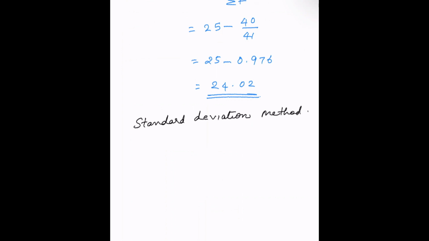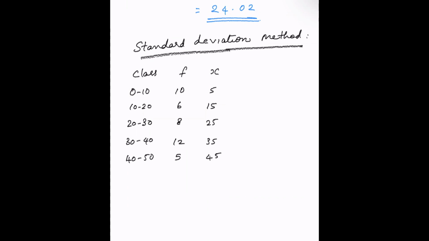Standard deviation method, same problem I'll do. This is the third approach. Same problem. We need an A and I'm taking this itself as my A. So D is, what is D? D was X minus A. Okay. And that is going to be minus 20, minus 10, 0, 10, and 20. Now what is going to be my I? I need T. T is X minus A by D by I.